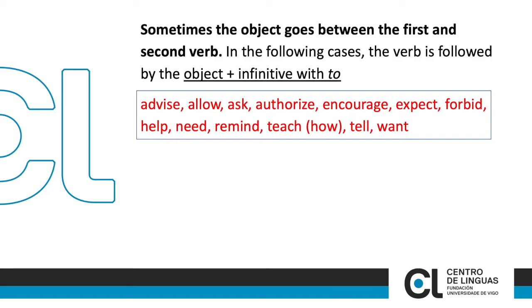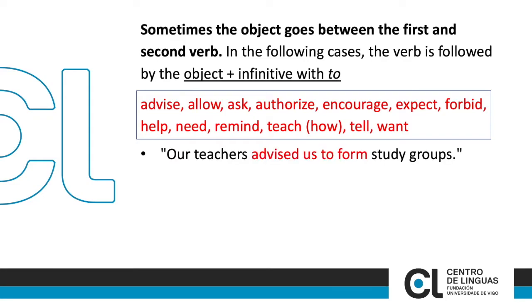Here's another category. These are verbs that are followed by an object and then followed by the infinitive with to. Let's look at some examples. Advise. Our teachers advised us to form study groups. Advise plus the object us and then the infinitive with to form, to make, to create. Advised us to form study groups.